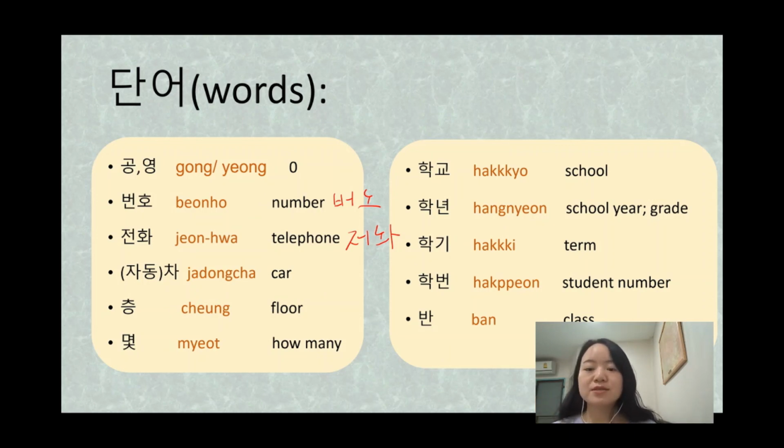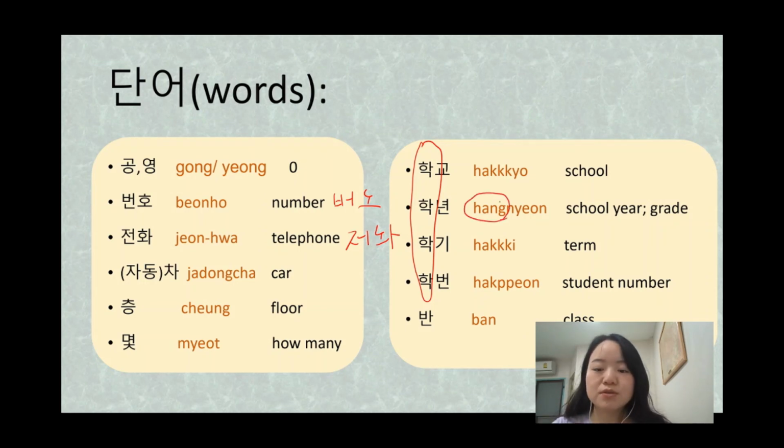Then move on about school. School we have 학. 학 means something about learning. For example, school, 학교. Grade, 학년. The pronunciation has a little bit of change. Then 학기, term. Student number, 학번. The last one, class, 반.